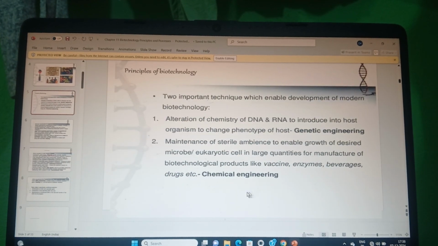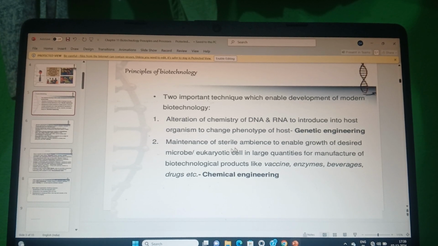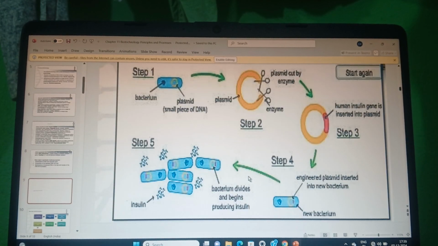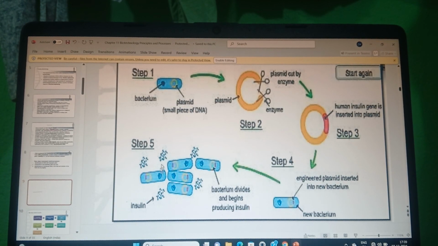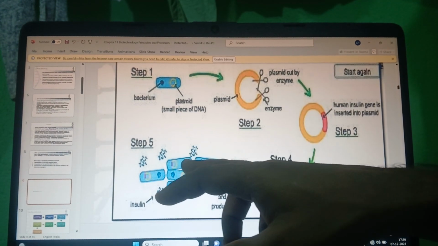The next one is chemical engineering. What is chemical engineering? To maintain the sterile condition. What is sterile condition? Please try to understand. Suppose you change the DNA of a group of bacteria.